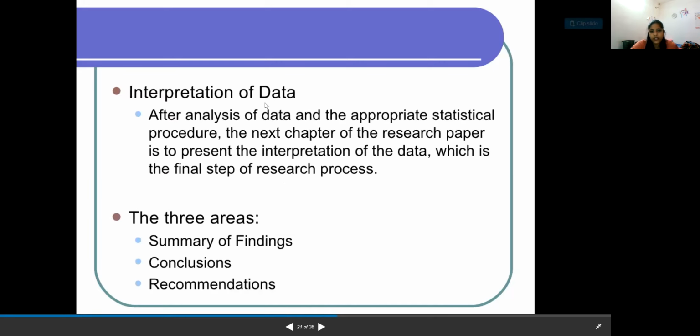Okay, next is interpretation of data. After analysis of data and the appropriate statistical procedure, the next chapter of the research paper to present is the interpretation of data, which is the final step of the research process. Okay, what is that interpretation?